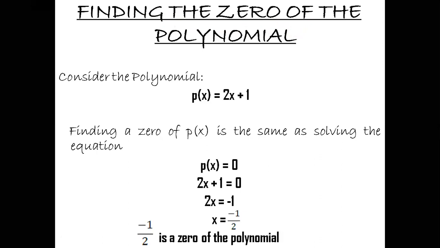Say you have been given a polynomial. Let's consider the given polynomial P of x is equal to 2x plus 1. And we know that we get the number as 0 of the polynomial only when the answer is 0. So let us find the 0 of P of x the same way as solving an equation. Let's say P of x is 0, because only when the answer is 0, I shall get my 0 of the polynomial.